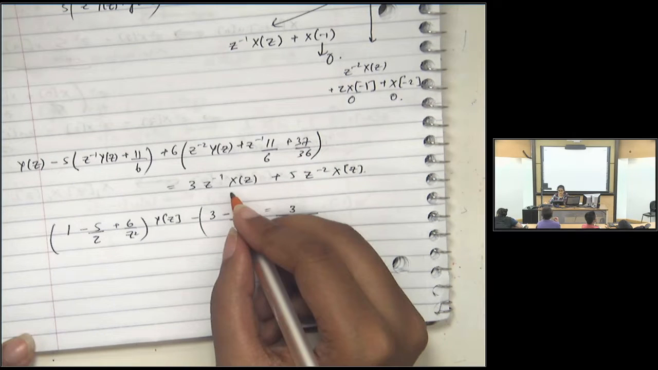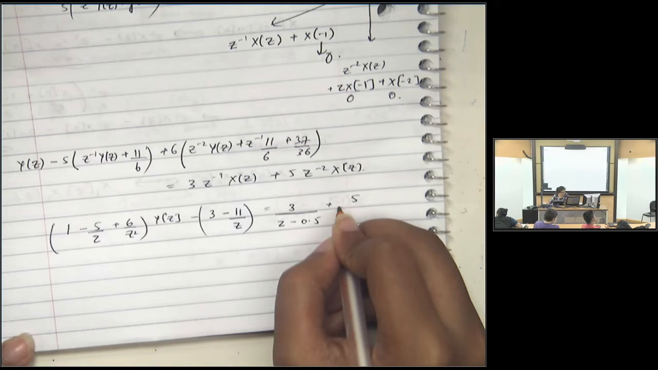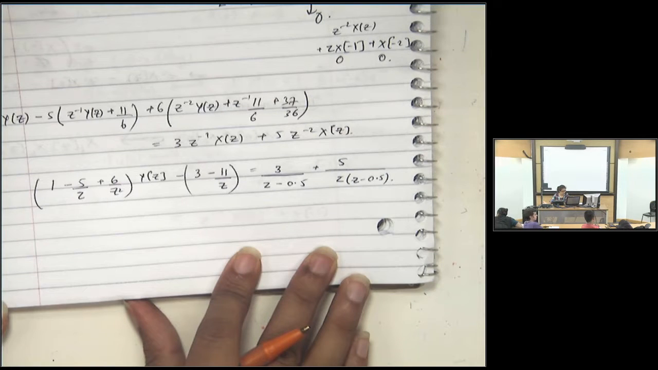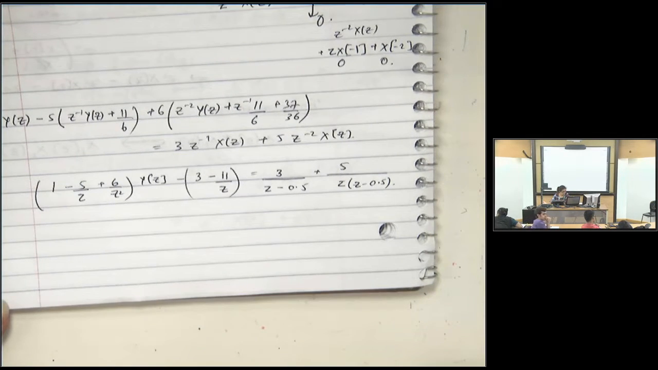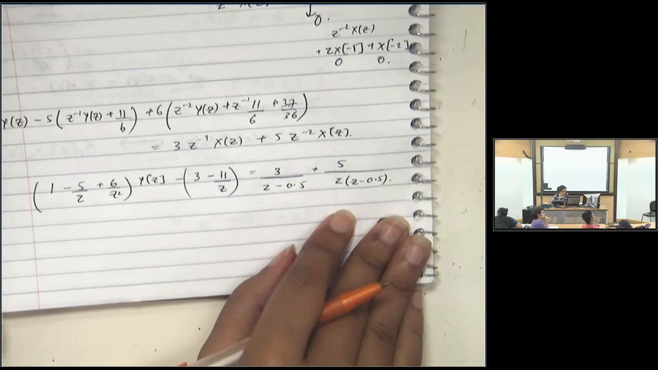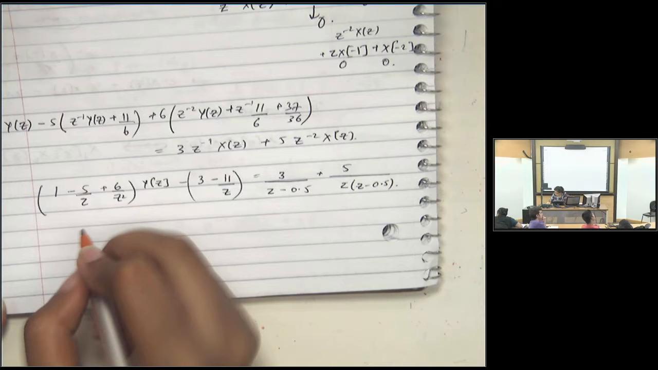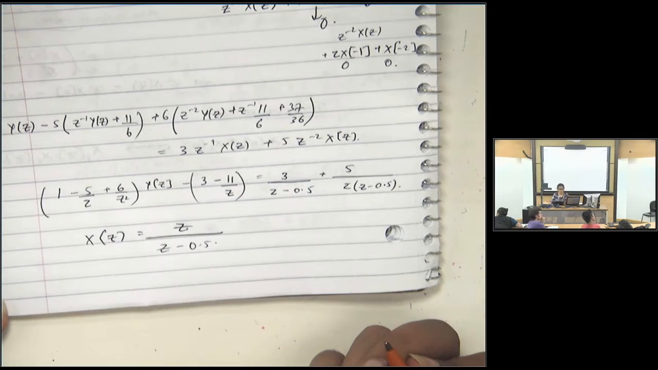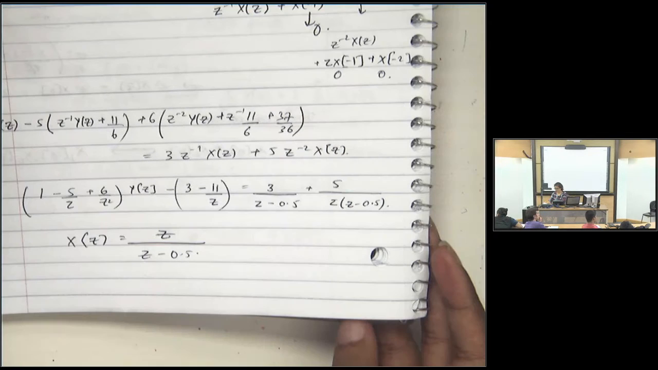We've just substituted x of z here. Okay, plus 5 over z into z minus 0.5. All right, any questions? Okay, now let me write down what x of z is. X of z originally is z over z minus 0.5. Okay, that is just substituted.